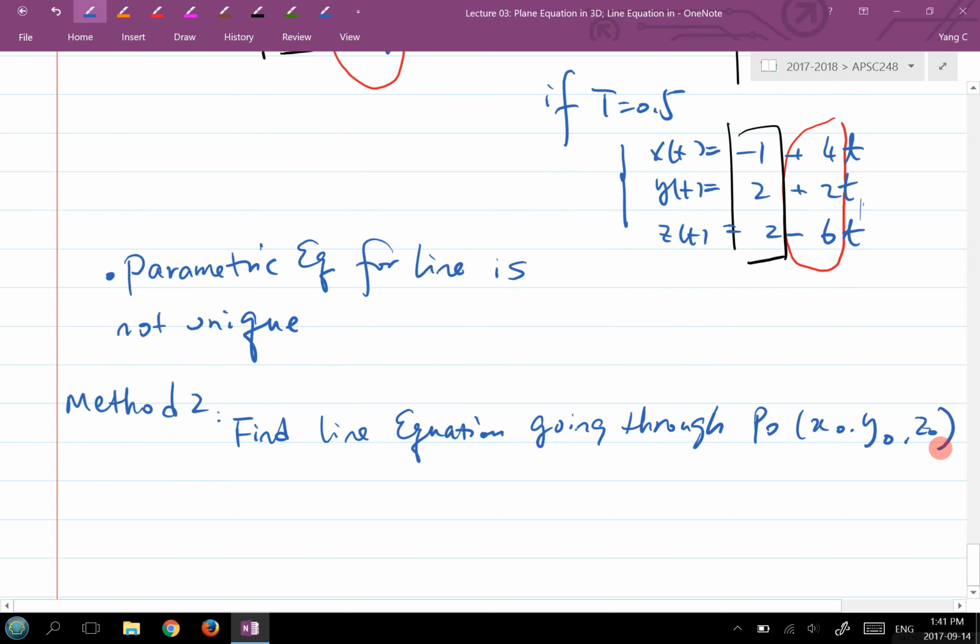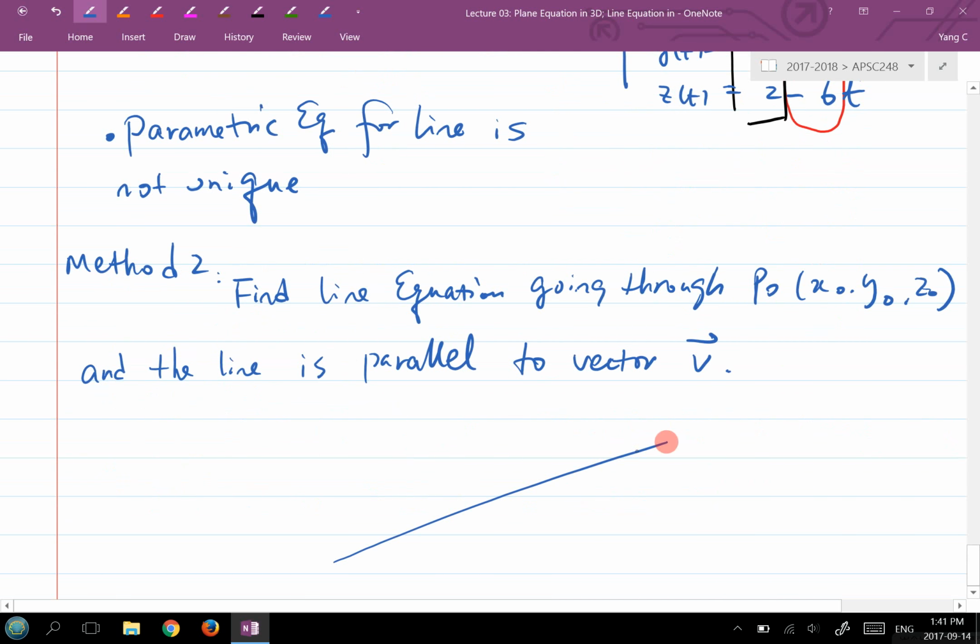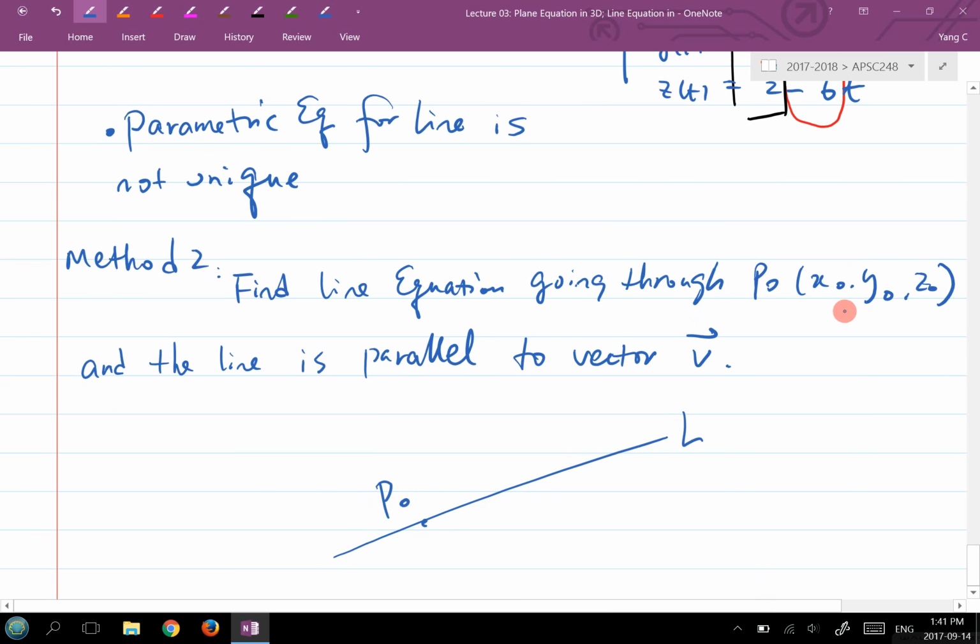At the same time, the line is parallel to a vector V. So that's the second way of deriving a line here. This one has nothing to do with physics. It's just a pure math concept. So you have L, the line L we're looking for, and you have this P naught here, which the line goes through. At the same time, the line is parallel to a vector V.